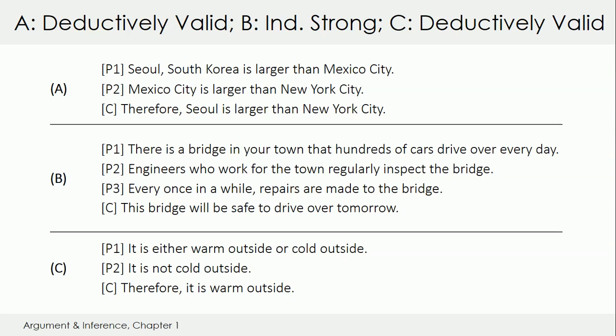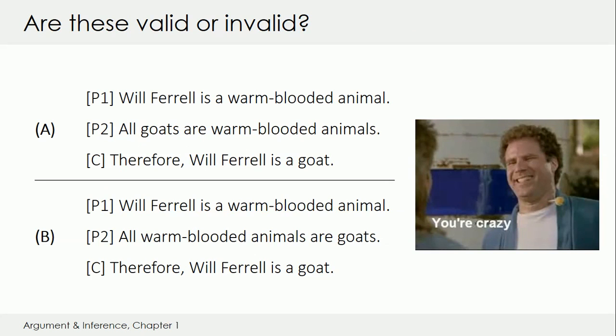C, premise 1, it is either warm outside or cold outside. Premise 2, it is not cold outside. Conclusion, therefore, it is warm outside. So that is deductively valid. We're going to see a lot of these disjunctive syllogisms, chapter 7, one of our rules.